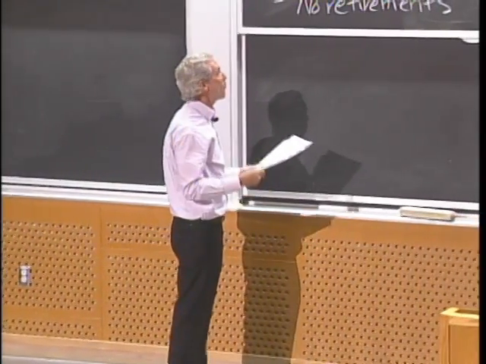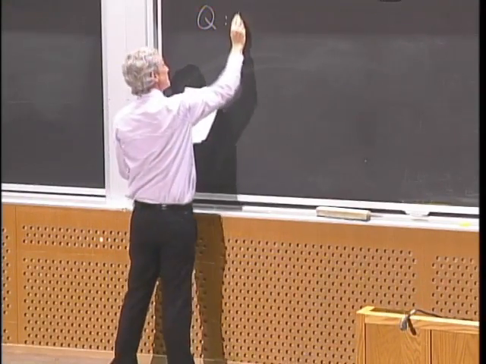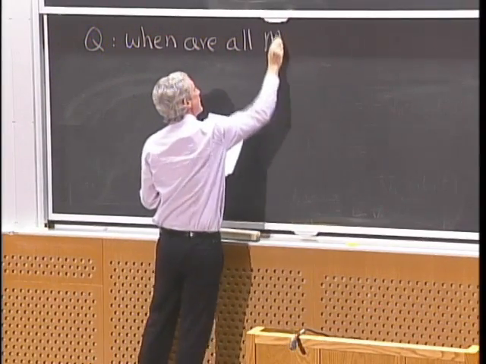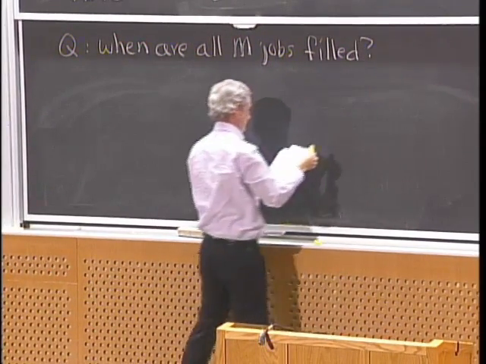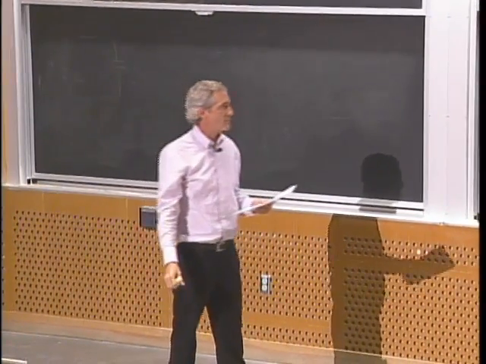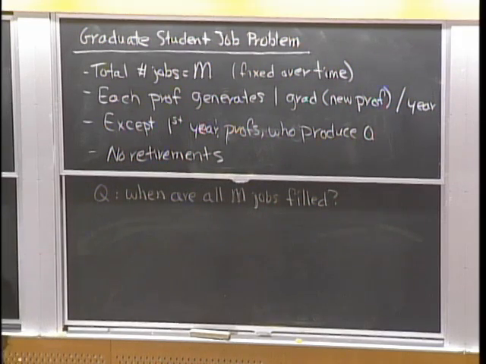Now, the question is, when do all the jobs get filled? So when are all m jobs filled by this process? Now, to be able to answer this question, we need one more piece of information. Can anybody think about one more fact here that we need before we start going off and answering this question, analyzing it? Yeah? How many professors do we start with? What's the boundary condition? What's the base case if we were doing an induction?